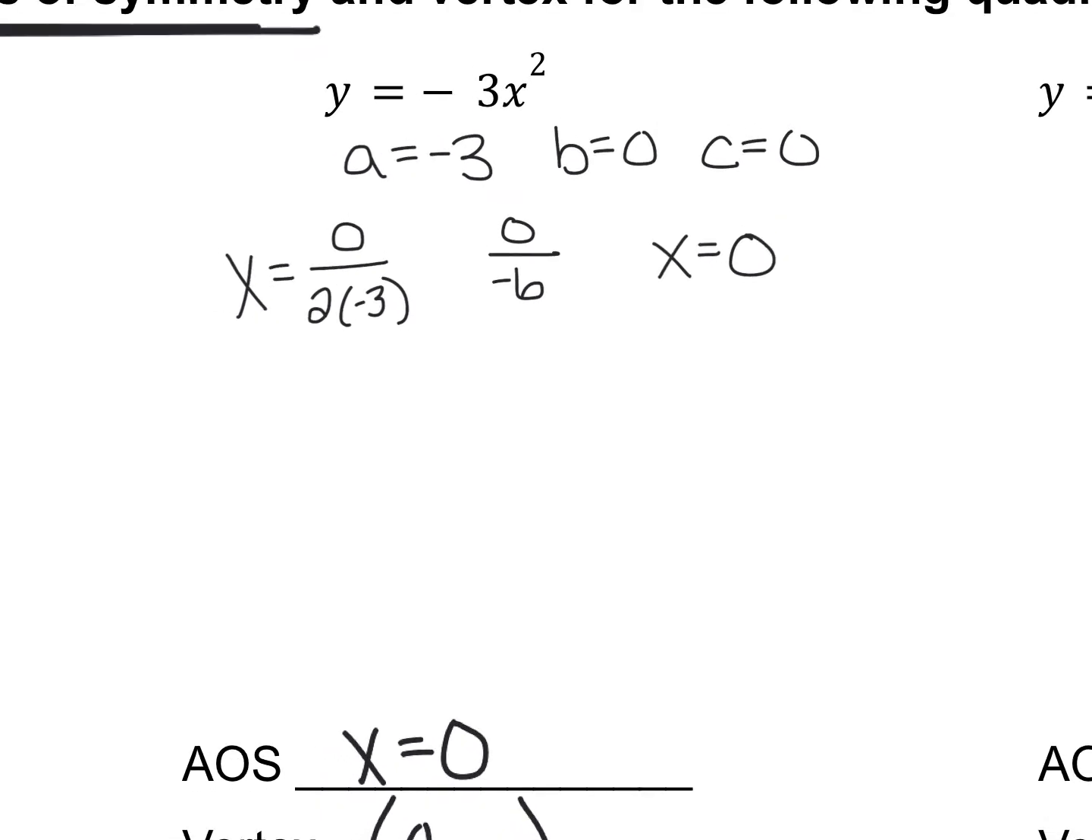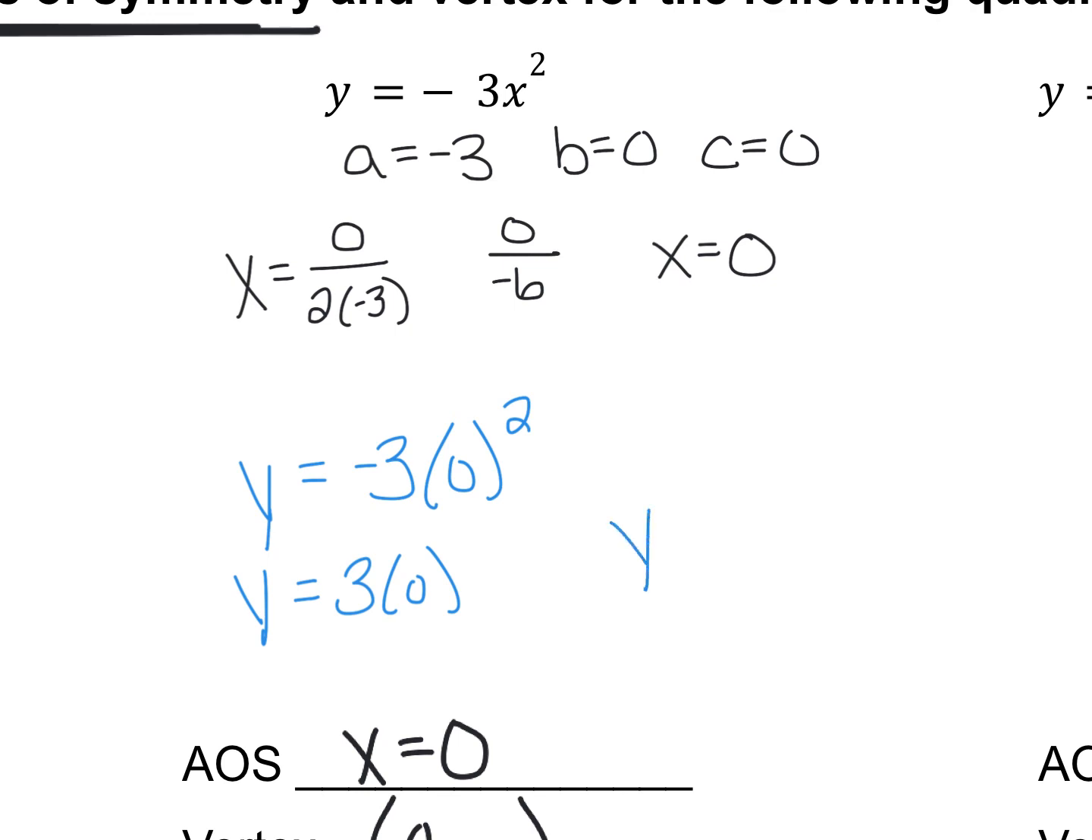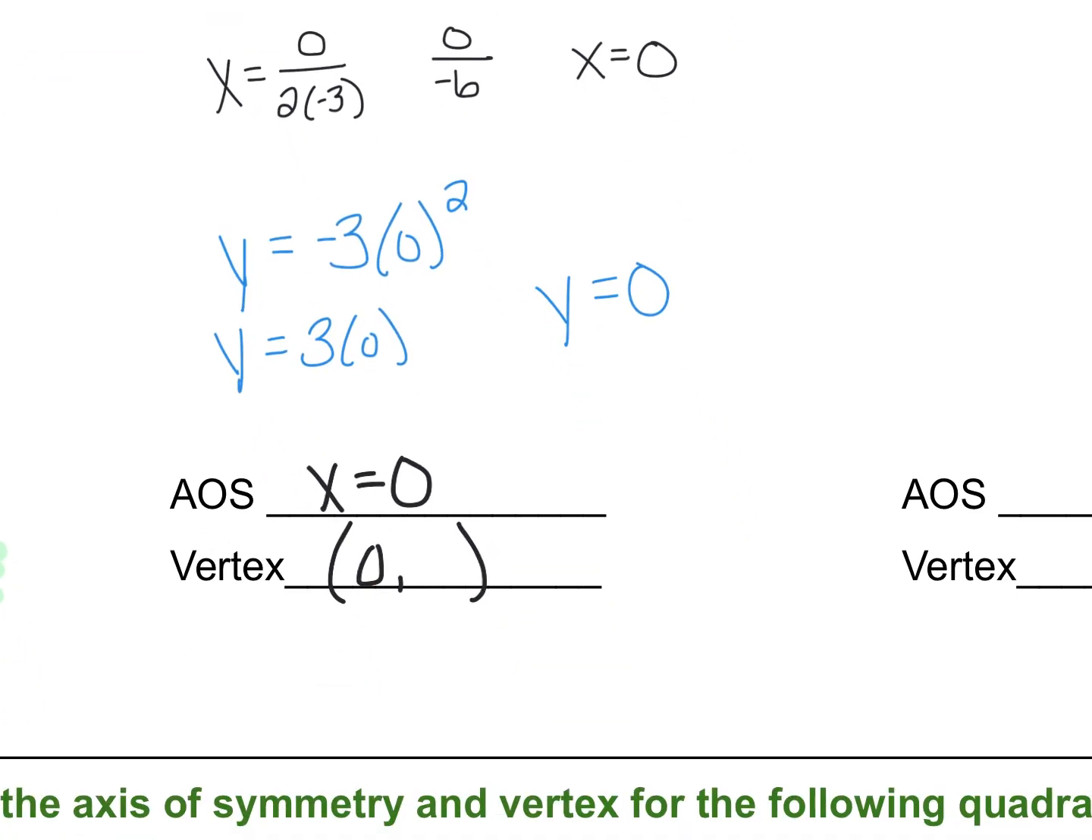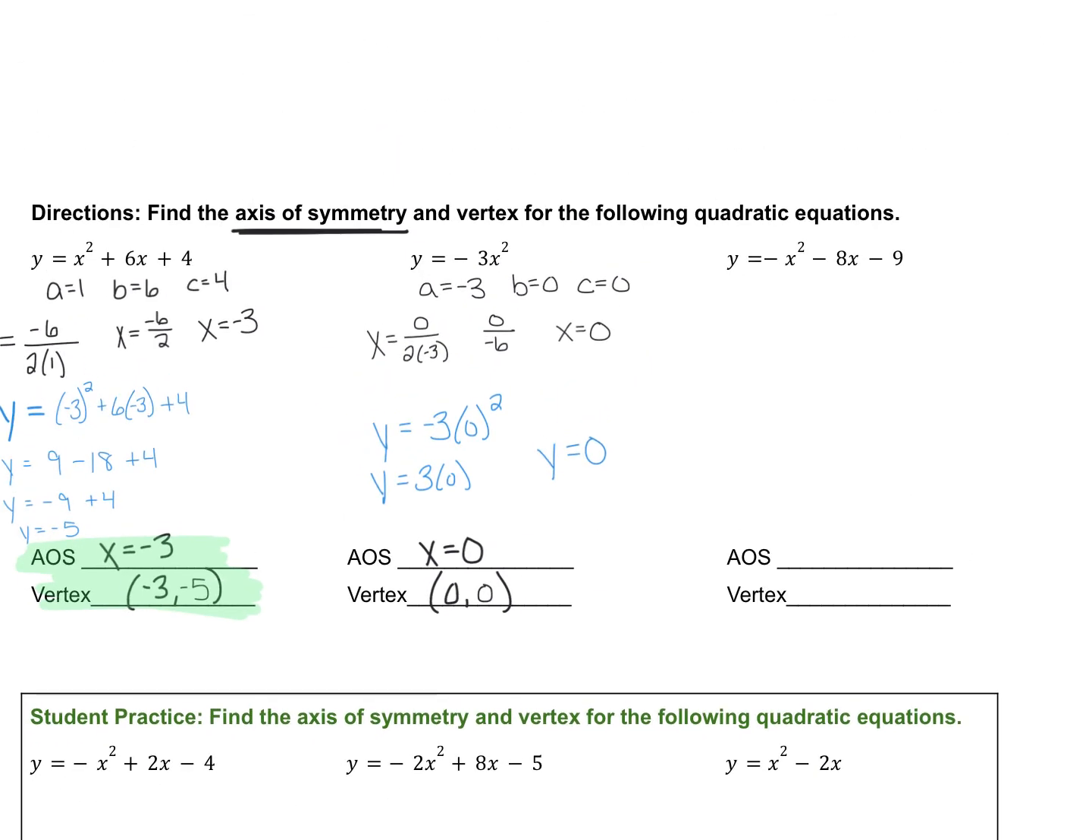This one's going to be super fast. So we're going to do y equals negative 3, and instead of x, we're going to put 0 to the second power. Well, 0 to the second power is 0. That gives me y equals negative 3 times 0. And if I multiply anything by 0, I hope you're saying, Miss Noggle, of course it's 0. So y equals 0. Let's go ahead and fill that in for my vertex. There we go. So in this case, our vertex is going to be at the origin. It's 0, 0.